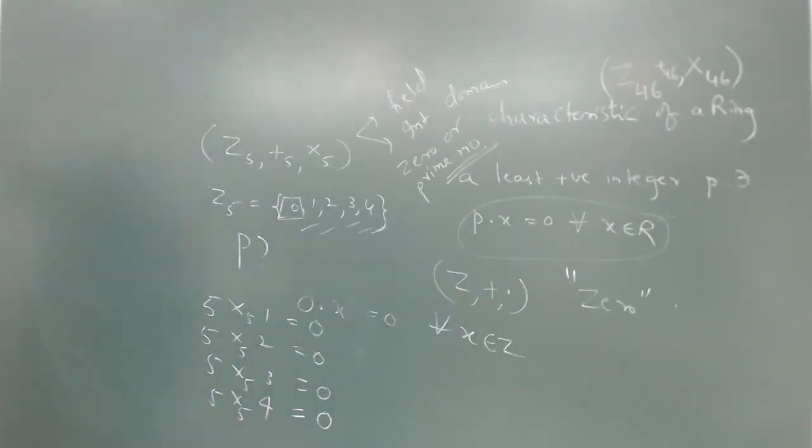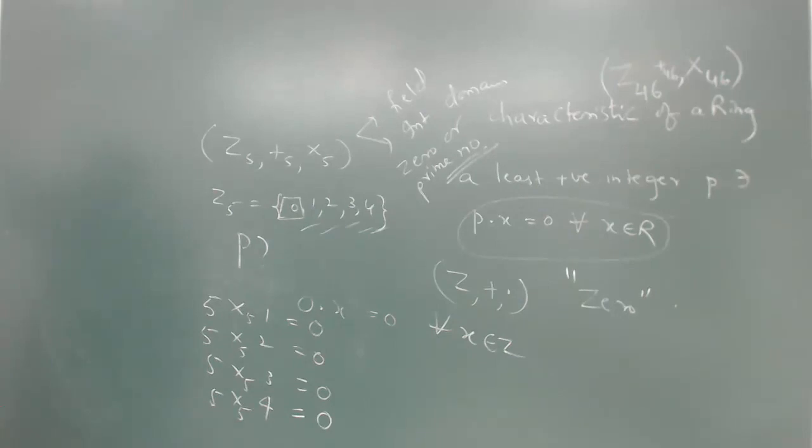Now the question is, by multiplying what number will you get px equal to 0 for all x? Whenever you take a huge set, it is difficult to verify the characteristic, because you are checking for every element. I need to find a number such that by multiplying with that number, every element of the ring gives 0.